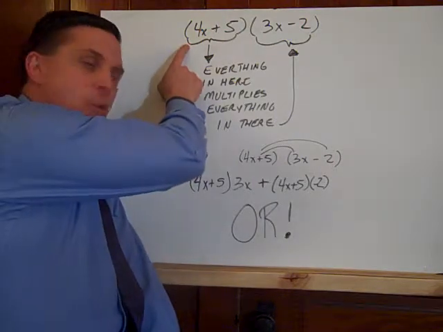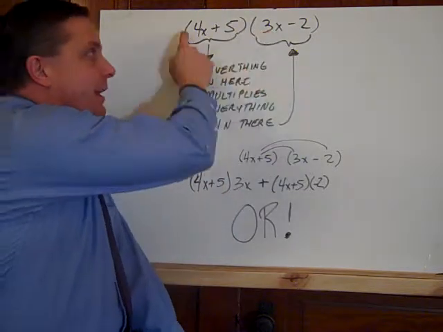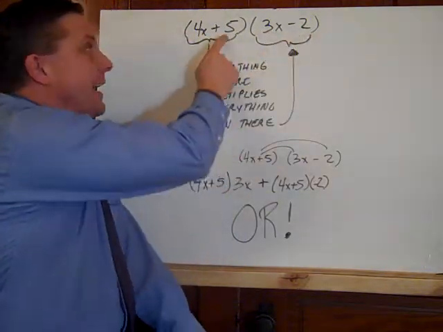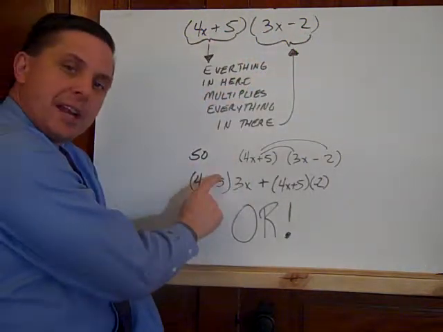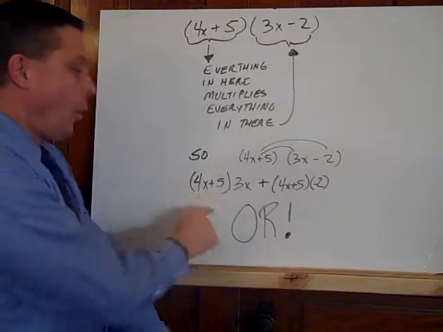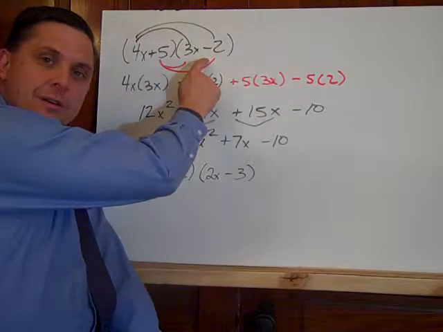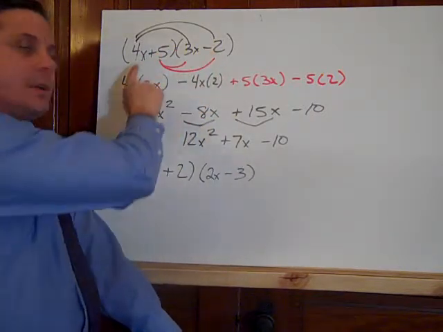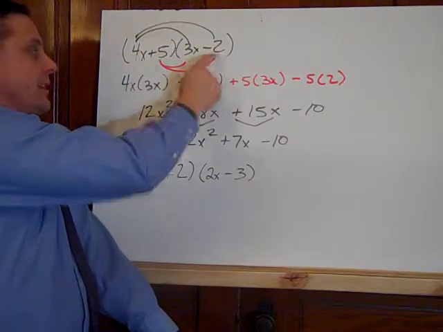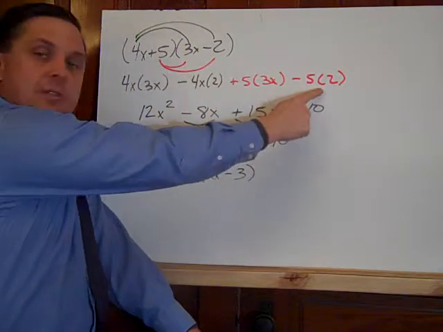Everything inside here multiplies everything inside there. The 4x has to multiply the 3x, the 4x has to multiply the negative 2. The 5 multiplies the 3x, the 5 multiplies the negative 2. So I can do it the way we had on the board in the previous slide, or I can distribute the 4x to everything in here, and I can distribute the 5 into everything in here. And you notice I did it in black and red. 4x times the 3x, the 4x times the negative 2. And the 5 times the 3x, and the 5 times the negative 2.